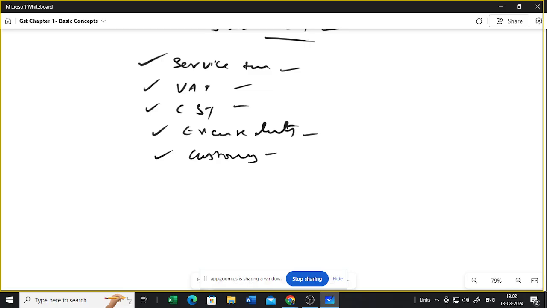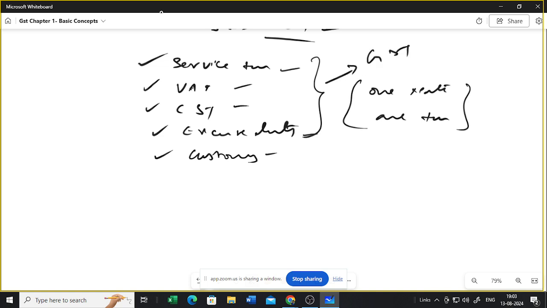Now, what happened after GST came? We had a slogan called one nation one tax. What does it mean? We had so many types of taxes before GST. Now we have only one tax. All these are merged and created as GST.